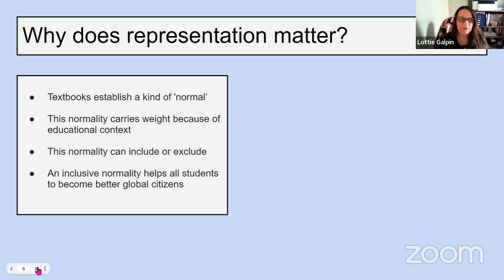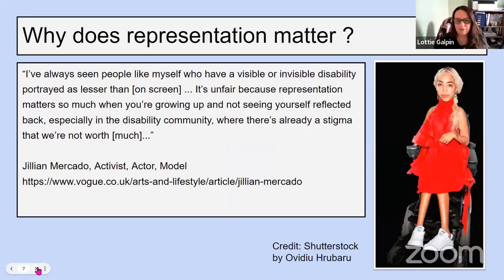But if we think about groups that are typically marginalized, the theme of representation comes up again and again and again. And I like this quote from Gillian Mercado, who's an activist, actor, and model. They say, "I've always seen people like myself who have a visible or invisible disability portrayed as lesser than on screen. It's unfair because representation matters so much when you're growing up and not seeing yourself reflected back, especially in the disabled community where there's already a stigma that we're not worth much."